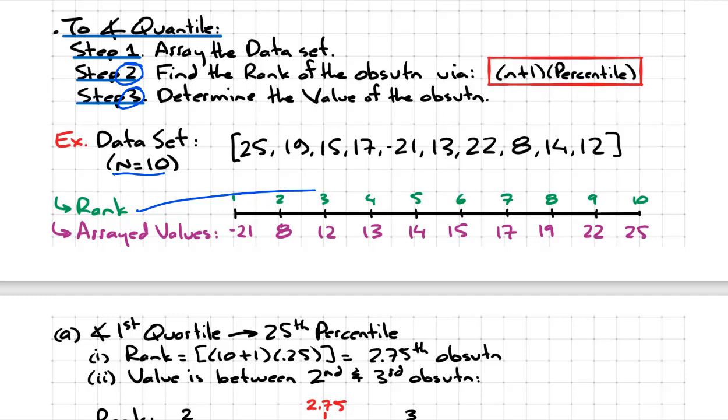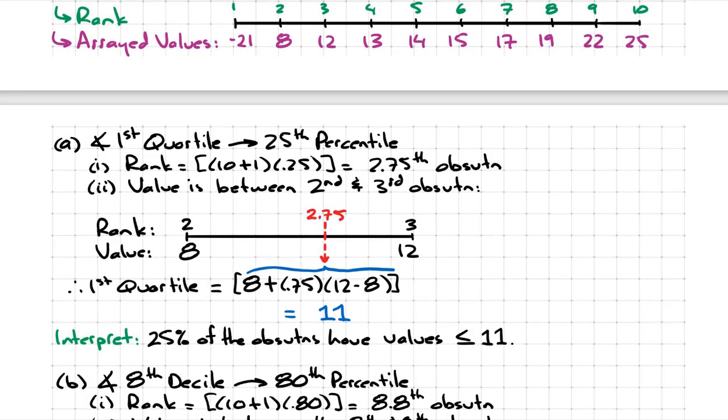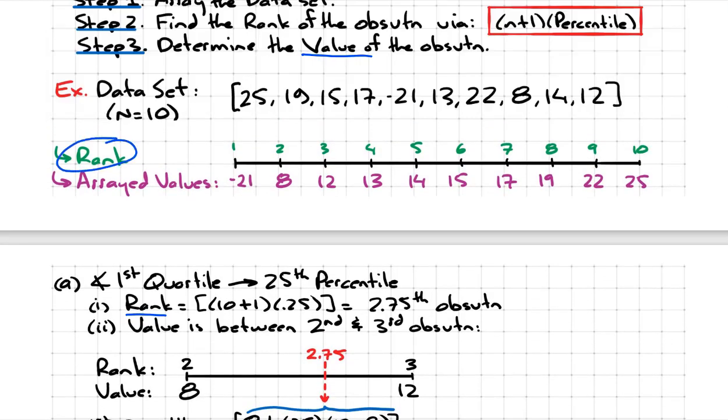The only thing we need to do is determine the value of the quantile. So in the first example, suppose that they ask us to compute the first quartile. Of course, we're going to convert this into a percentile. The first quartile is the same thing as the 25th percentile. Then we need to find the rank of that 25th percentile observation. In other words, here are the ranks from 1 to 10. The question is, where does the 25th percentile lie in terms of these rankings? That's the first thing we have to establish.